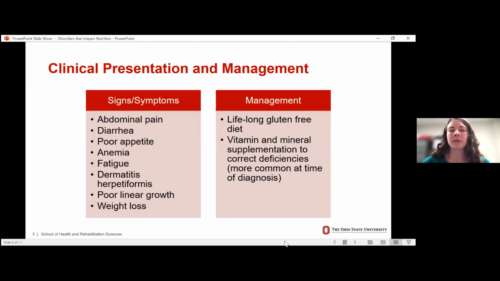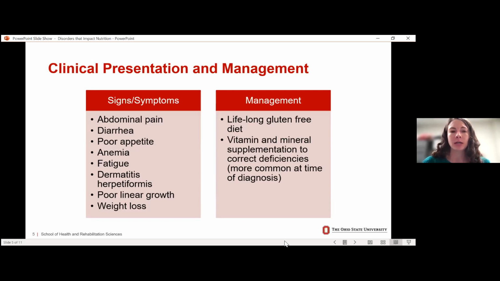Okay, so these are some of the classic signs and symptoms that we see in individuals presenting with celiac disease. First of all, abdominal pain, bloating is very common, diarrhea consistently after eating meals, or poor appetite, so not really having the desire to eat, anemia. Anemia can cause fatigue because hemoglobin and hematocrit are lower in the body, and that's affecting the body's ability to transport oxygen to the cells.